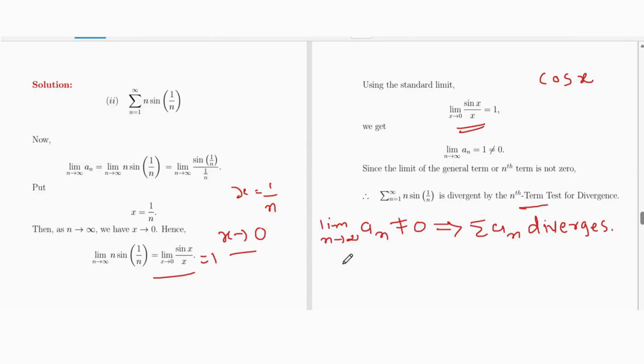So from this result, what do we conclude? Limit n tends to infinity an is not equal to 0 means series an is a divergent series. So that's why we conclude that the series n sine 1 upon n is divergent by the nth term test for divergence.